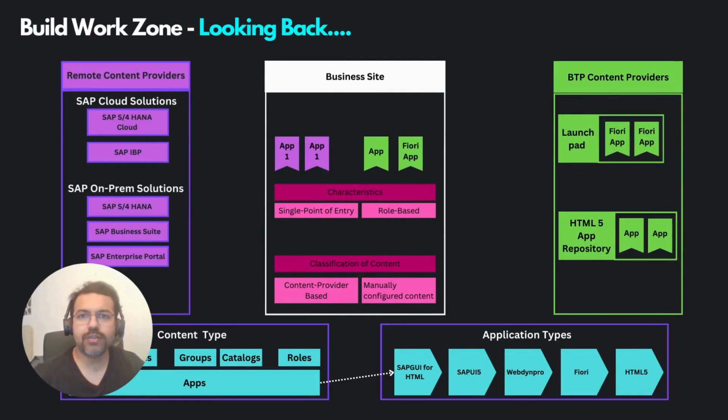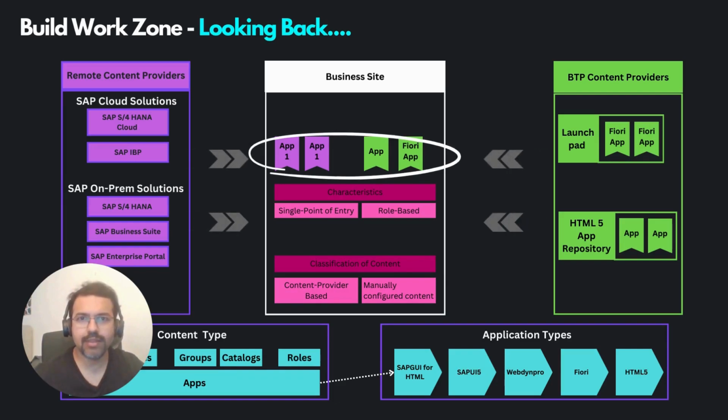Now in the introduction video of this series, we had learned that a business site is basically a collection of applications from different sources or providers. And there are primarily two kinds of providers that can provide content to a business site: remote content providers, for example, your on-premise SAP system, and BTP content providers.